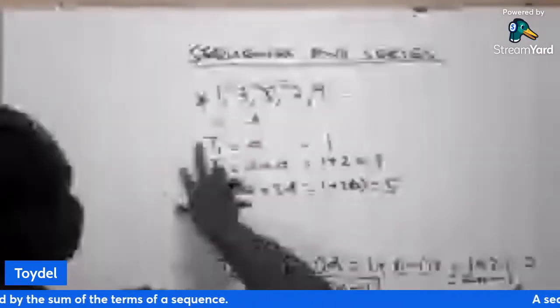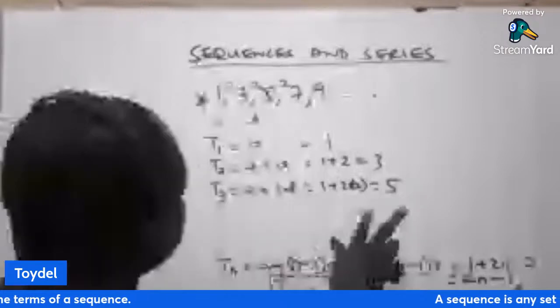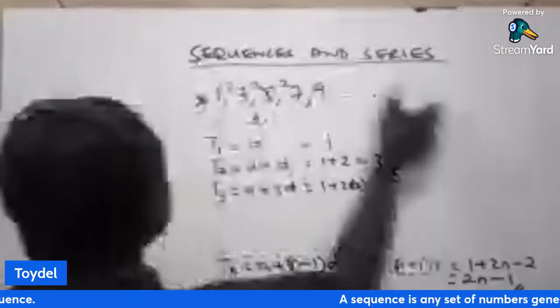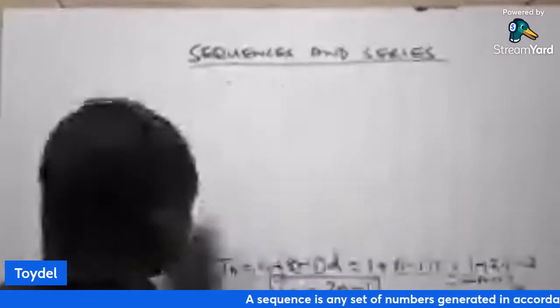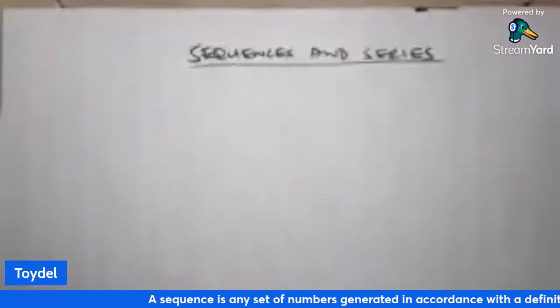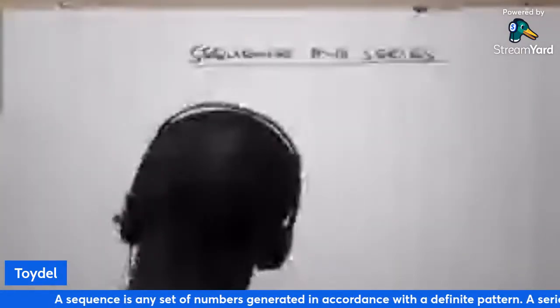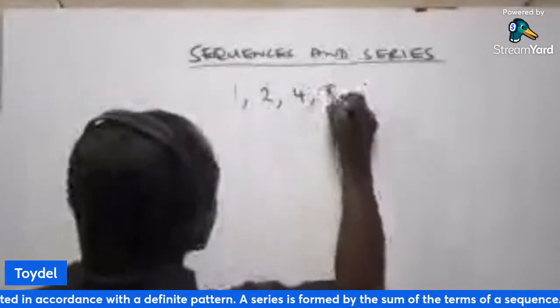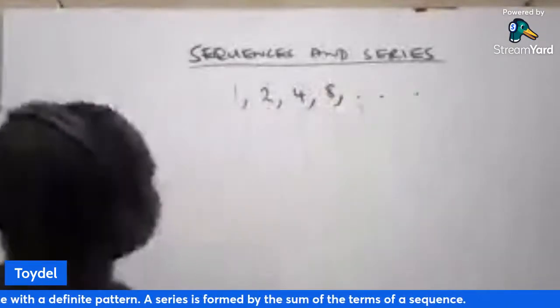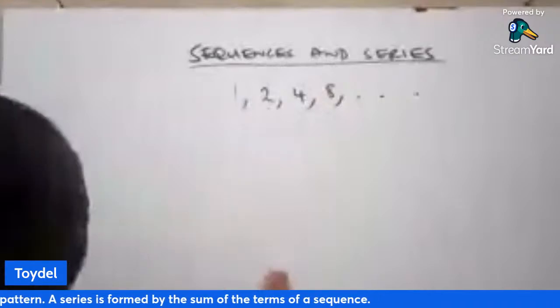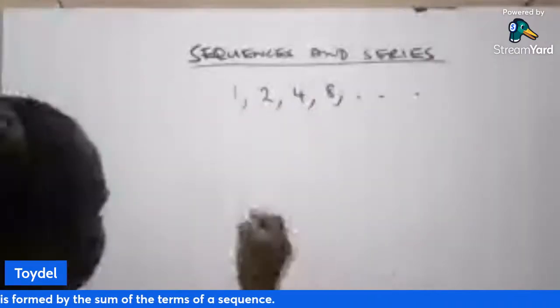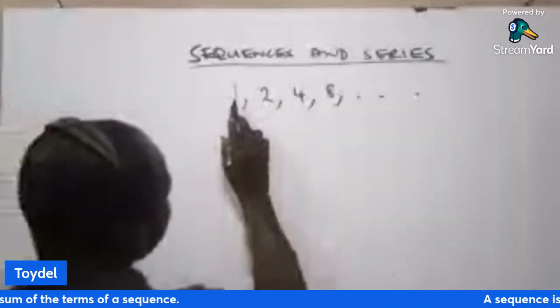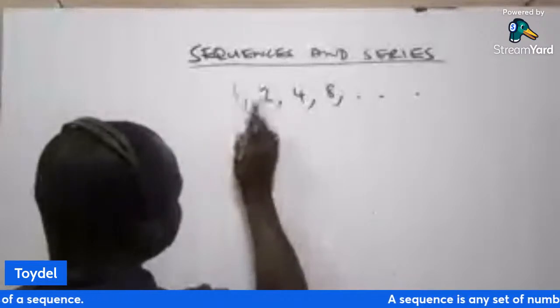So linear sequence has to do with addition and subtraction. Then another type of sequence that we can get is what is called the geometric progression. In case of geometric progression, we can have something like 1, 2, 4, 8, dot, dot, dot. Let's look at this pattern. It's also in a particular pattern.